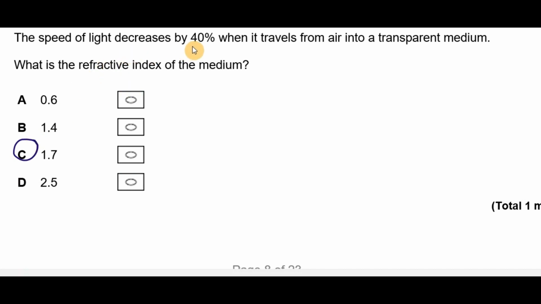So, the speed of light decreases by 40% when it travels from air into a transparent medium. What is the refractive index of the medium? Well, the refractive index of a medium is equal to the speed of light in air or a vacuum. It's the same speed or so close that we don't bother to measure the difference, over the speed of light in the medium.